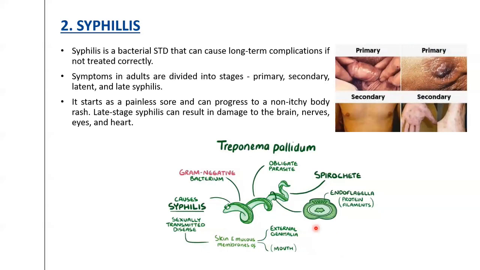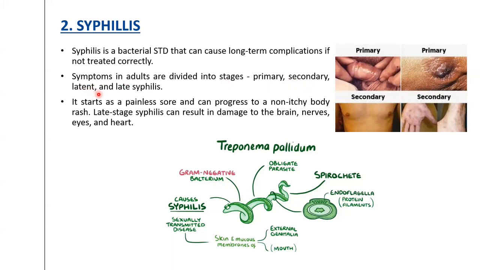Moving to the next disease, this is syphilis. Syphilis is another bacterial STD that can cause long-term complications if not treated correctly. Symptoms in adults are divided into stages: primary, secondary, latent, and late syphilis. Primary is a very basic infection and can be resolved very easily. Secondary is a little more progressed disease.